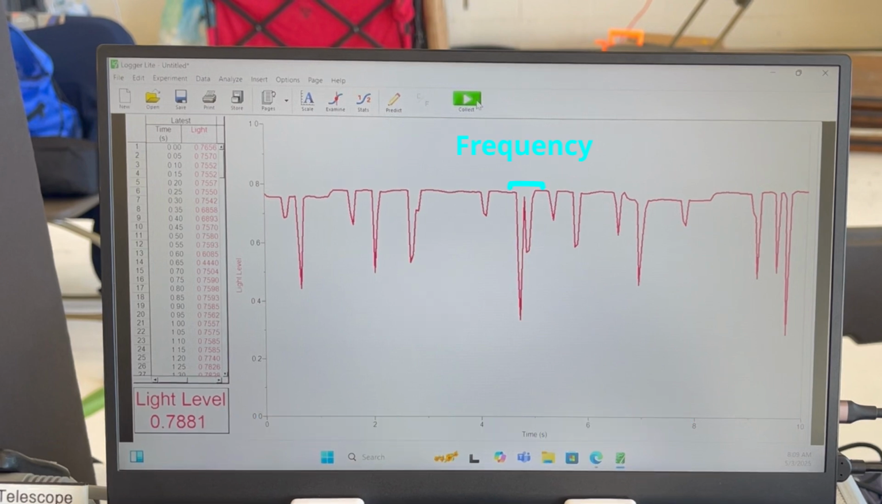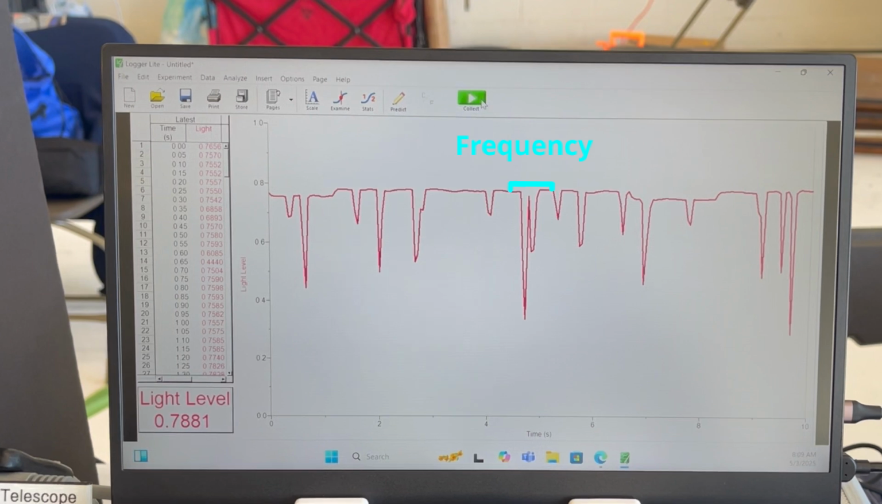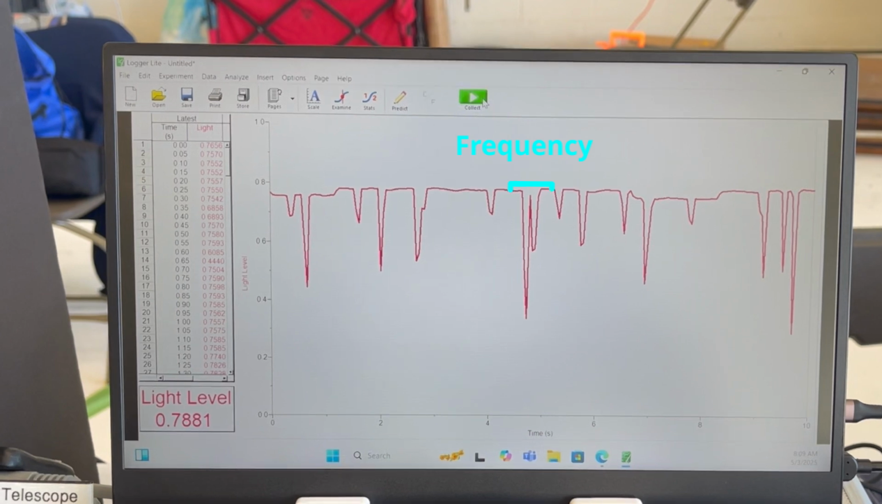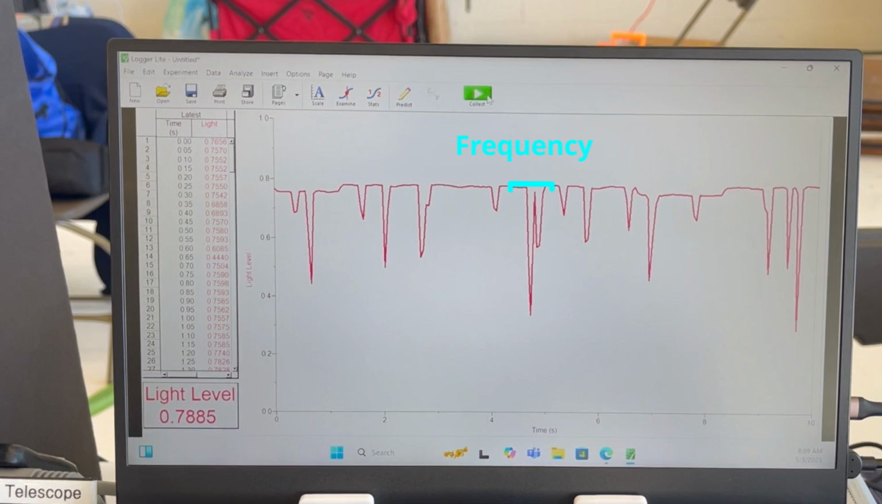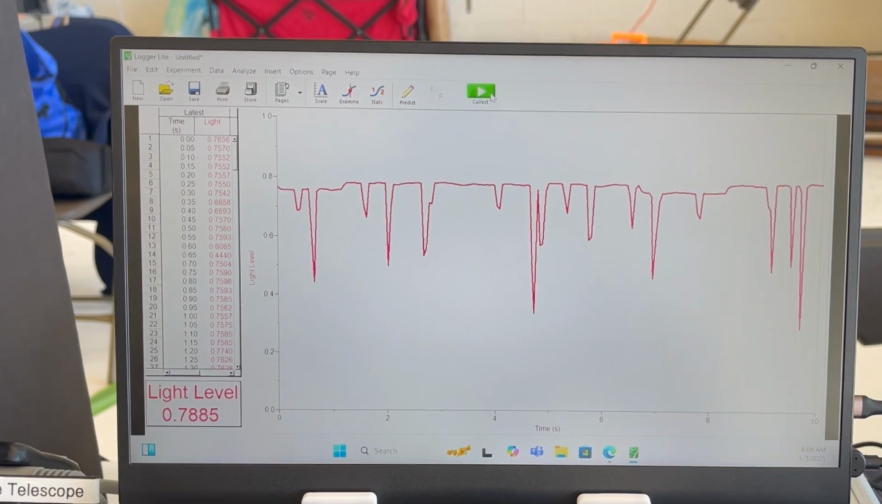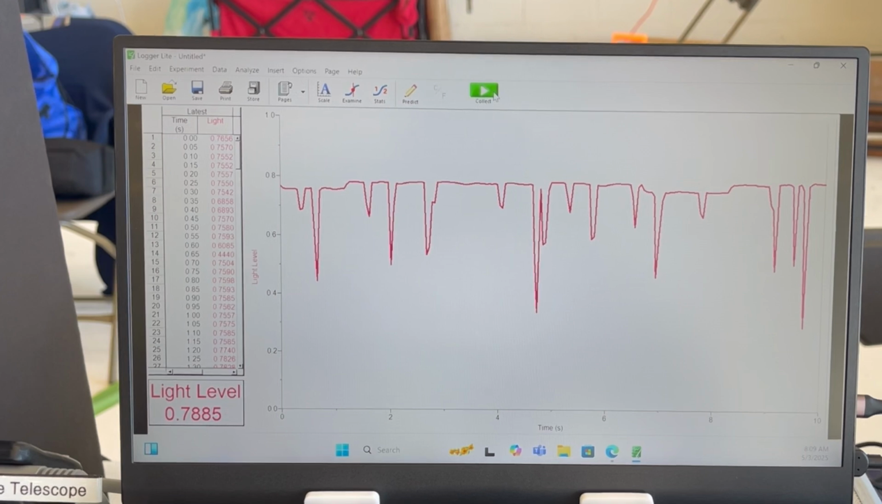The width or the frequency of the wave gives you the time component of how long it took the planet to go from one edge of that star's disk to the other edge, and therefore gives you information about how fast it is orbiting and where it is orbiting around that star.